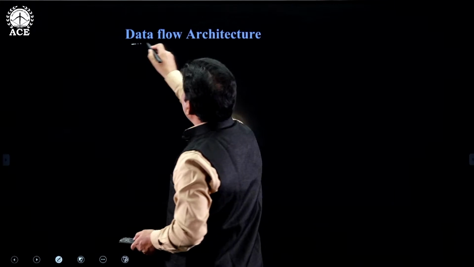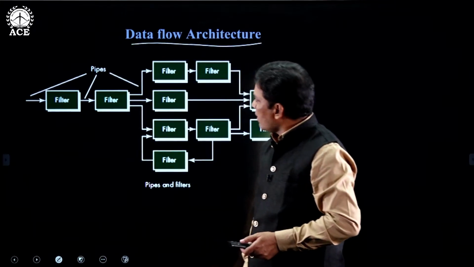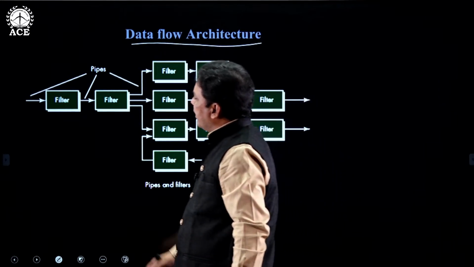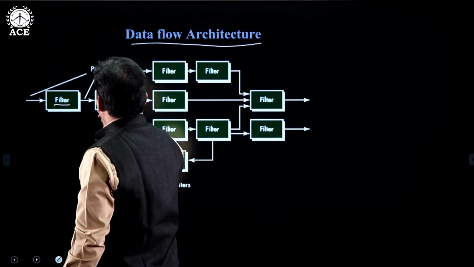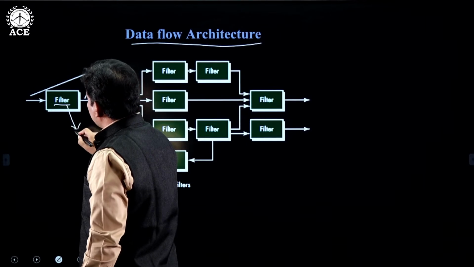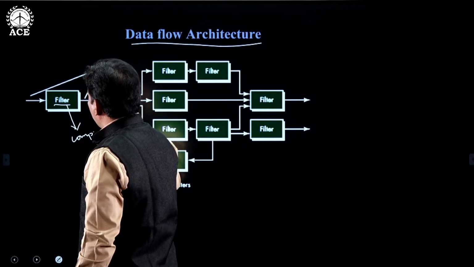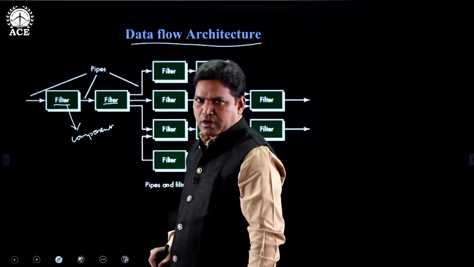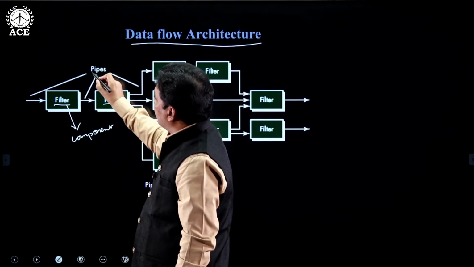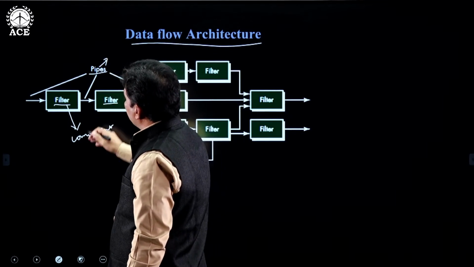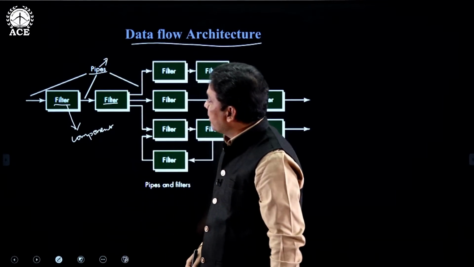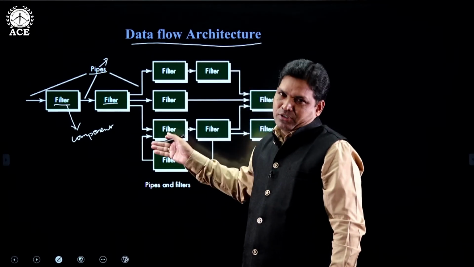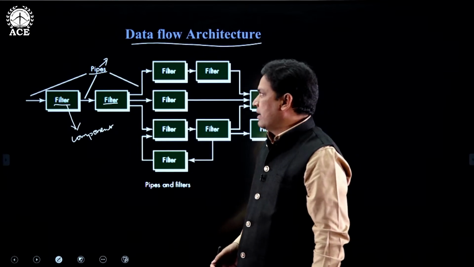Coming to data flow architecture. This data flow architecture consists of filters and pipes. What does the filter represent here? Filter represents a component. And what does the pipe represent here? Pipe represents the dispatching of messages. So we can simply call it a message passer.